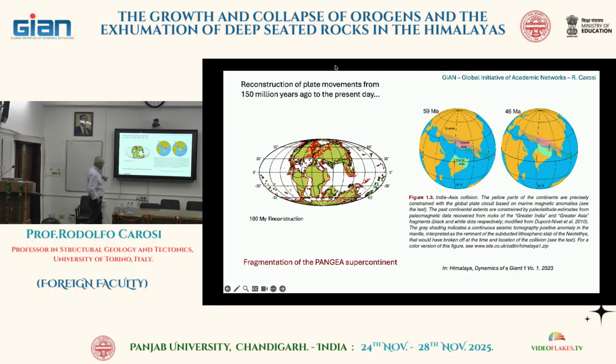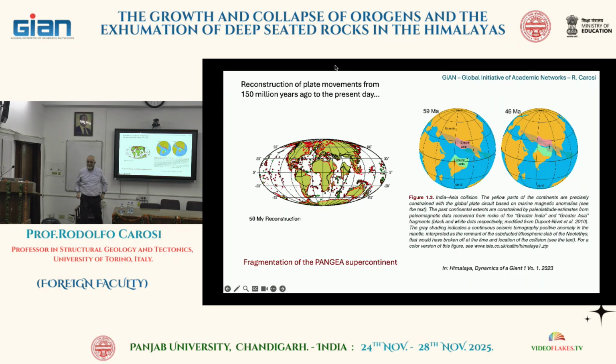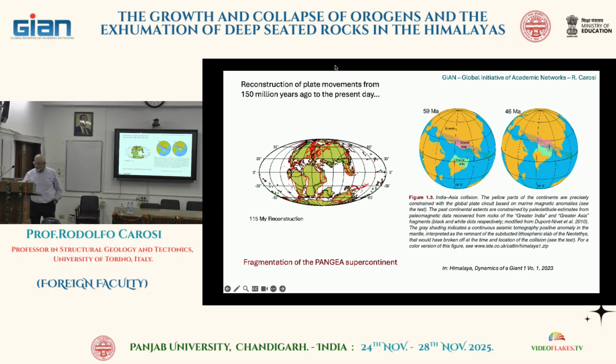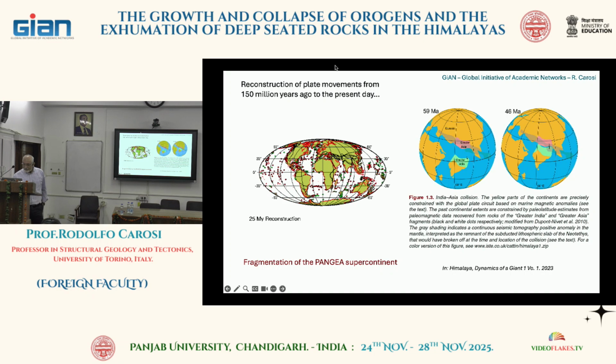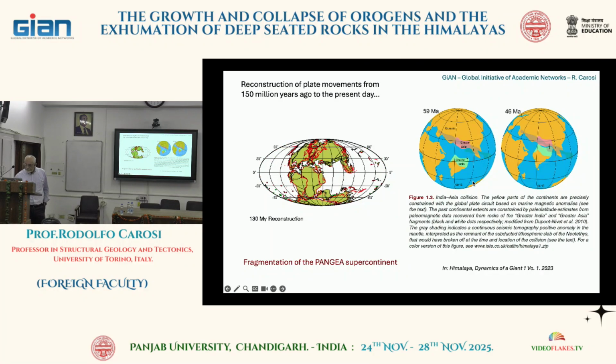Okay, just to recall the history, there is a fragmentation of the Pangaea supercontinent. As you can see, India moved all over the world from south to north up to colliding with the Asian continent. There is also a northern part that is now included in the belt, that is called Greater India, that is now no longer present as a continent, but is involved in the deformation of the belt.